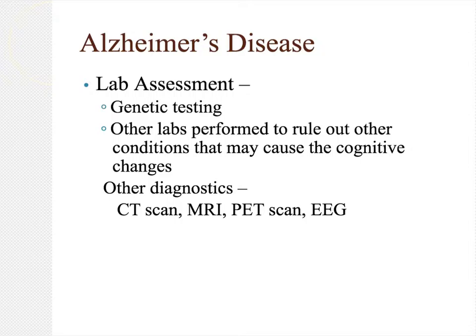There is no lab test to definitively diagnose Alzheimer's. Definitive diagnosis is made on the basis of brain tissue exam at autopsy, which confirms the presence of the neurofibrillary tangles that I mentioned before. Genetic testing for a specific gene called apolipoprotein E4, known as APOE4, may be helpful as an ancillary test for the differential diagnosis of Alzheimer's disease.